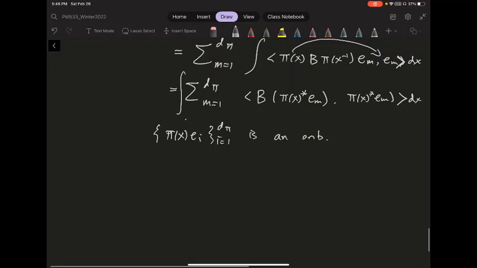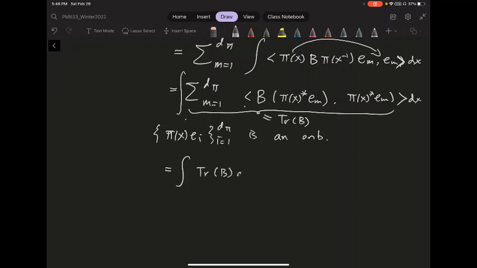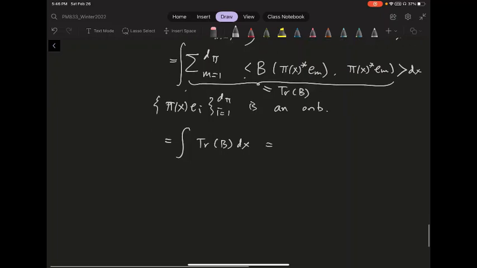So all of these summations are going to equal the trace of B, because you're basically testing it against this new orthonormal basis. So this whole thing is just the integral of the trace of B dx. And of course, you normalize your integral on the whole group to be a probability measure. So we just end up with the trace of B. Okay, so what you have is the following.